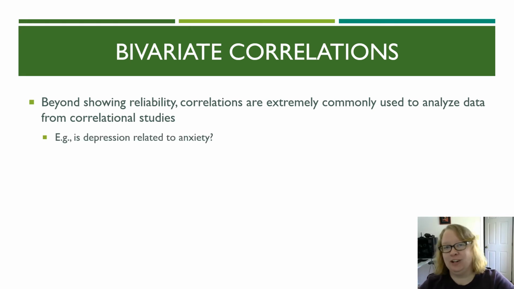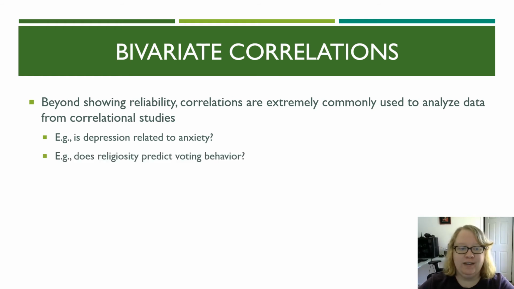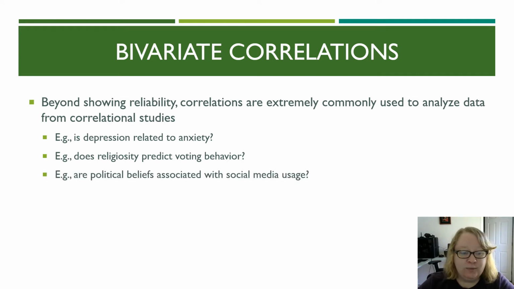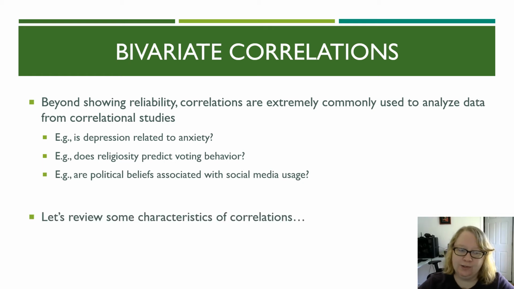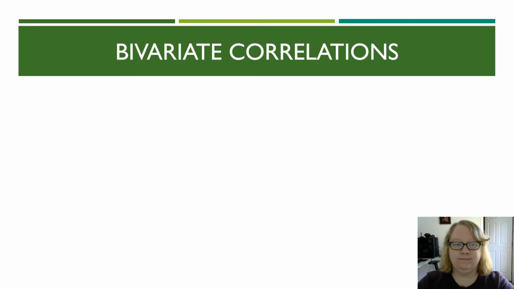So beyond showing reliability, correlations are very commonly used to analyze data from correlational studies. For example, is depression related to anxiety? That's a research question I can answer with a correlation. Or does religiosity predict voting behavior? Again, I can't do an experiment. I can't assign people to be religious or not, but I can measure it and I can look for associations between religiosity and voting behavior. Or are political beliefs associated with social media usage? Again, I can't manipulate political beliefs, but I can assess it and I can look for an association between these two variables.